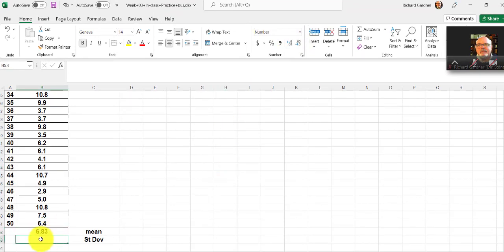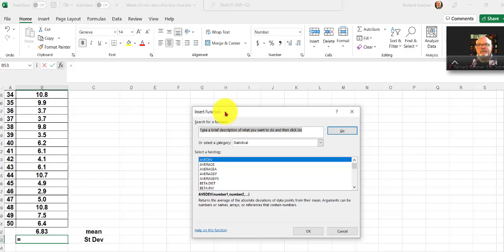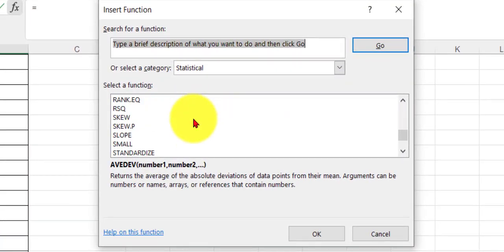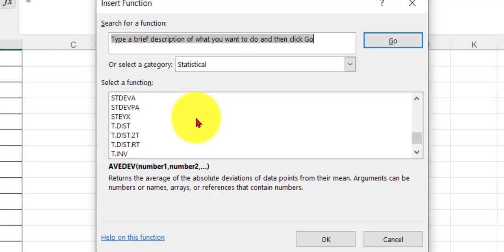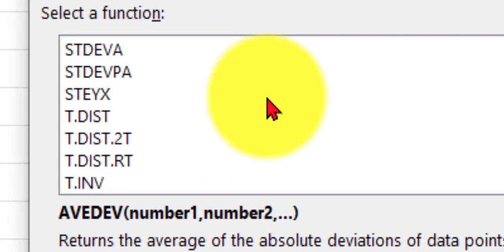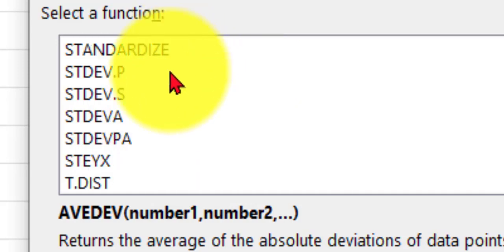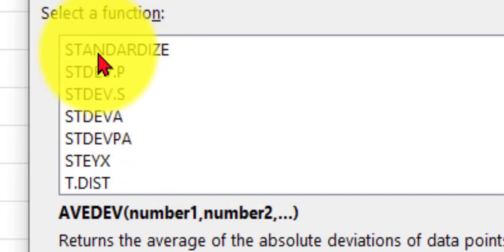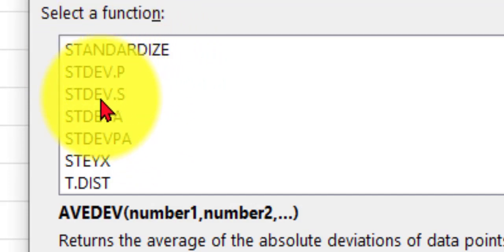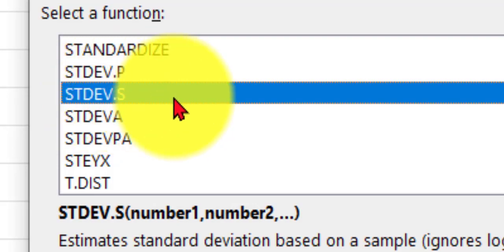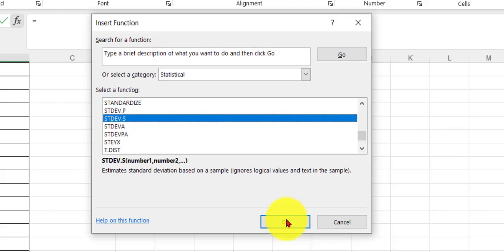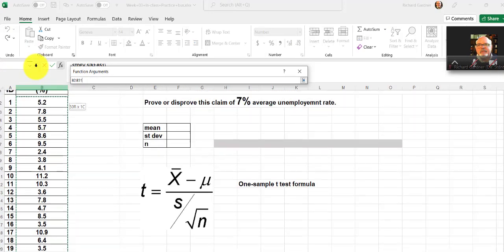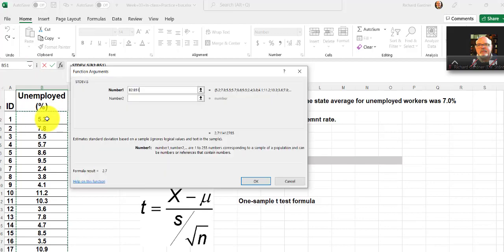Standard deviation. Same thing. You click the cell. Go to the function bar. Make sure you're in statistical. And then scroll down to standard deviation. And we always use the one that ends in an S. Like there's STDEV.A, STDEV.S, STDEV.P. We always use the one with an S. That means sample. And we're always dealing with samples. So standard deviation sample. Click OK. Same thing. It says, where do you want the numbers from? You highlight the data. Just the data.